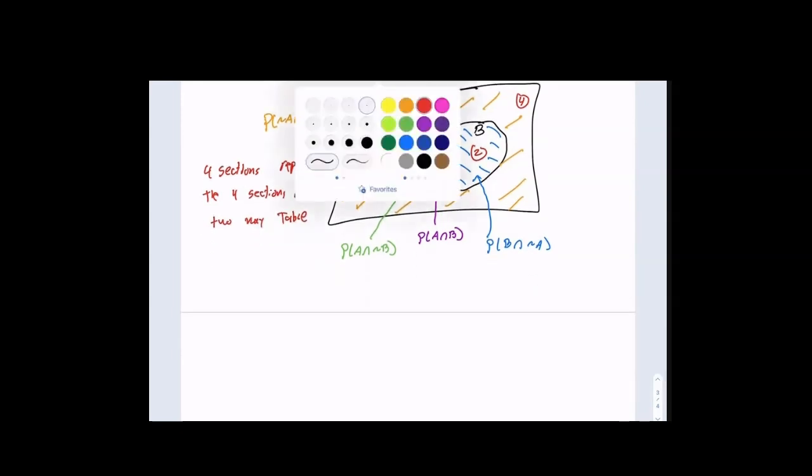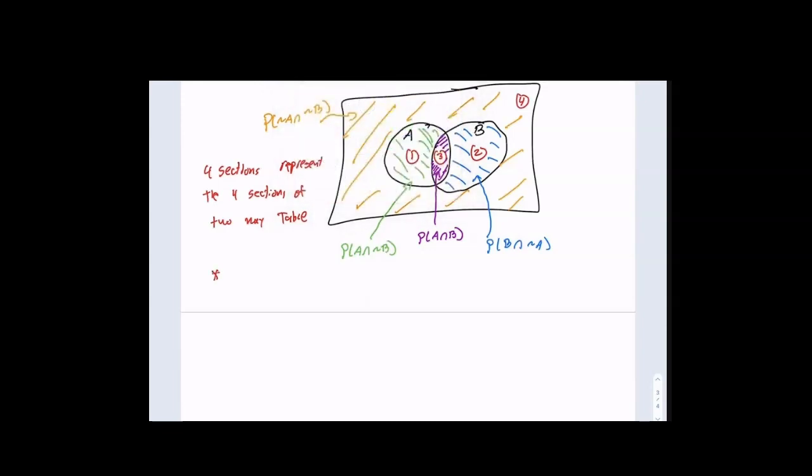Now, I want to note, and this is where a lot of students go wrong, the probability of A is actually equal to section 1 plus section 3. So it's the entire circle. The same thing goes with B. This is the probability of section 2 plus section 3, which is the entire circle.